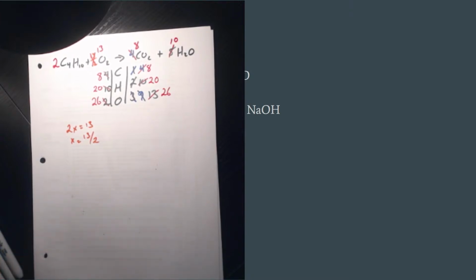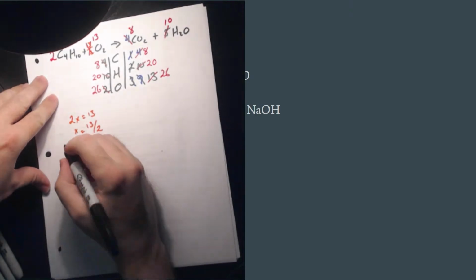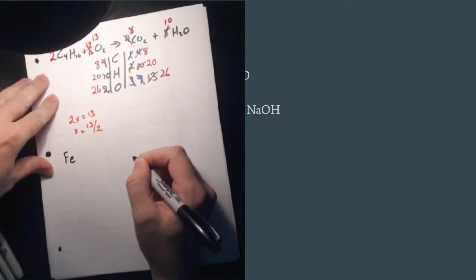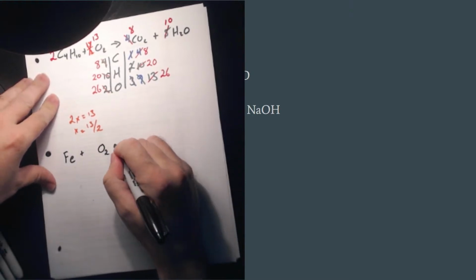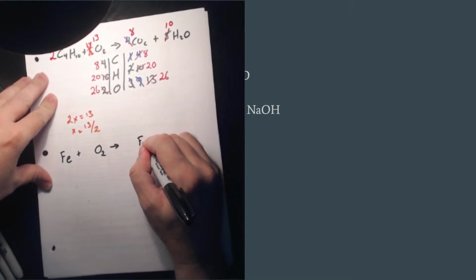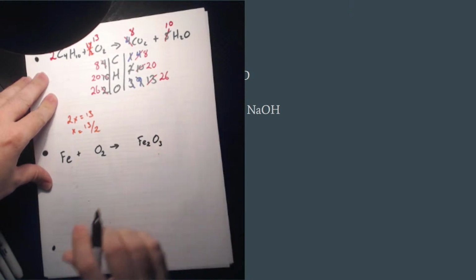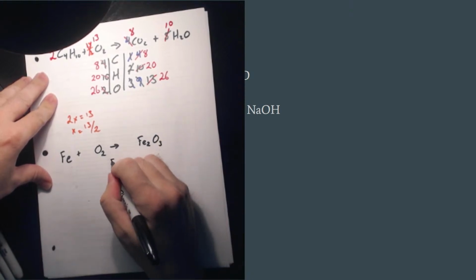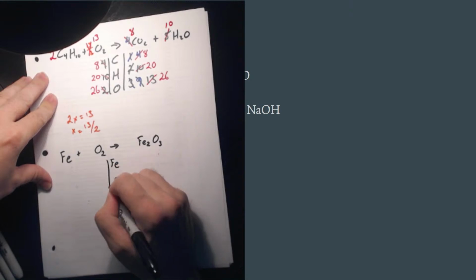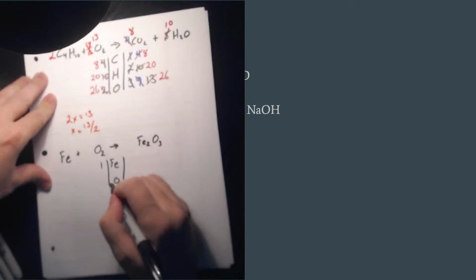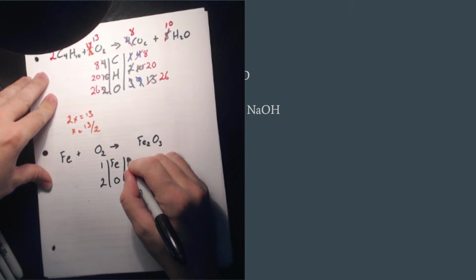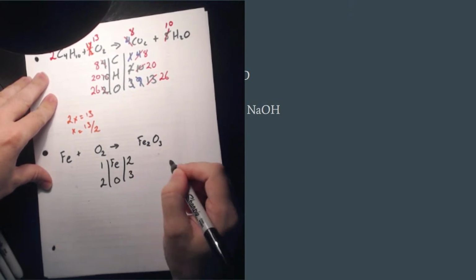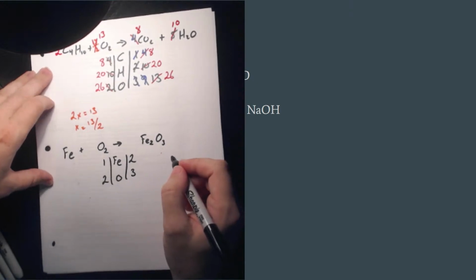Our next problem is the rusting of iron. So we have metallic iron plus oxygen yields rust, Fe2O3. Our only two elements are iron and oxygen. We have one atom of iron on the left. We have 2 atoms of oxygen. On the right, we have 2 atoms of iron and 3 atoms of oxygen. All right.